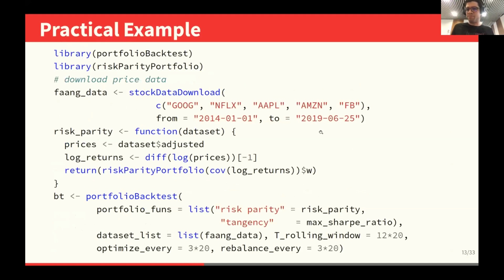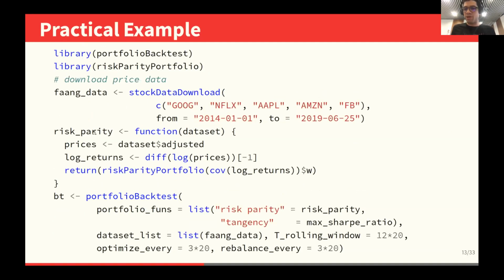Here I'm downloading, this is R code, right? So I'm downloading data from 5 stocks from these FANG companies here, and I'm going to use this package called portfolio backtest, which will do many rounds of tests on the portfolio, and we will compute the Sharpe ratio and all those quantities that we are interested in.